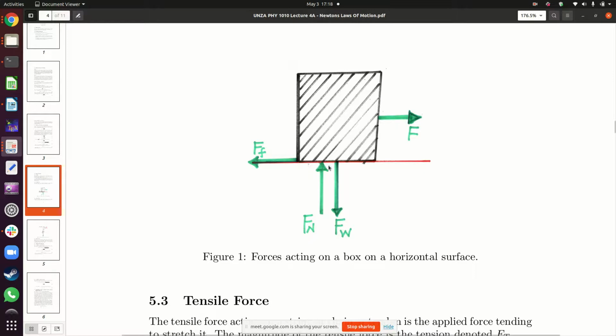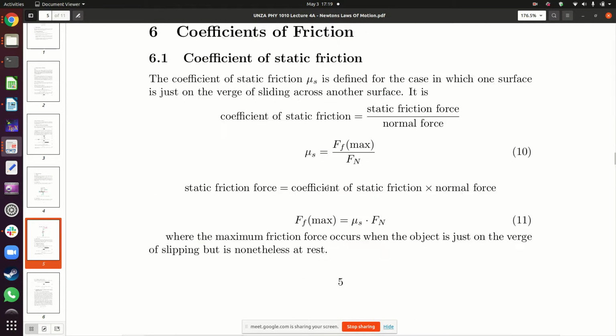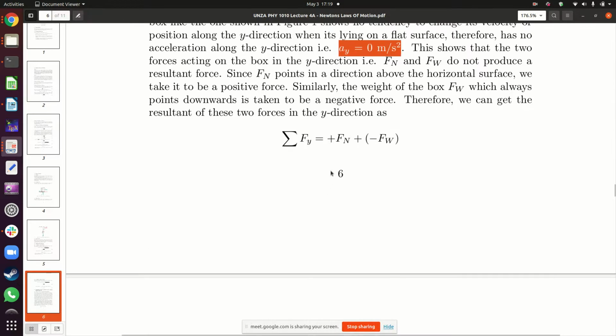So in this case, any force pointing up above the incline, we choose that to be a positive force. Any force pointing down below the incline, we choose that to be a negative force. Since the normal force, which is the reaction of the floor against the weight of the box, is directed up, this is chosen to be a positive force. Then the weight of the box, which acts downwards like this, we choose that to be a negative force.